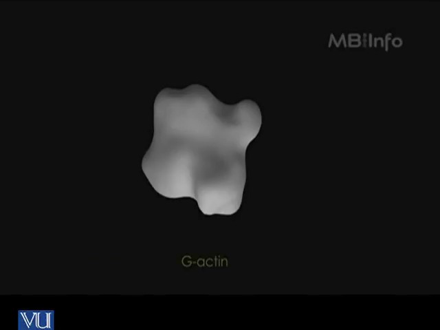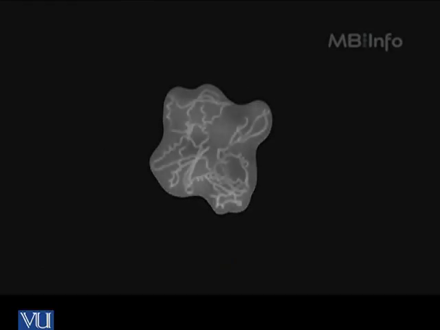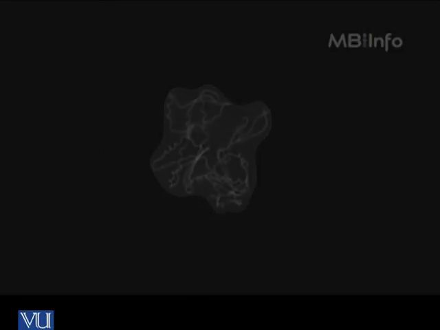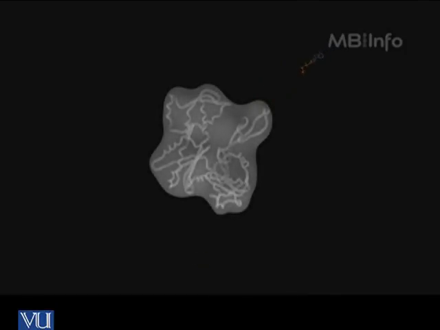So here we have G-actin. G-actin is globular actin, or the actin monomer. On your screen, you can see it is in white. So G-actin, this is the ribbon structure of this molecule. It's a globular protein. This is the ATP molecule. It looks familiar. So ATP binds the G-actin.